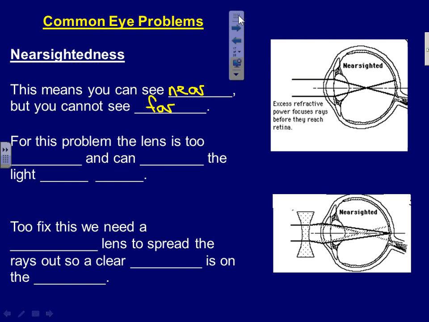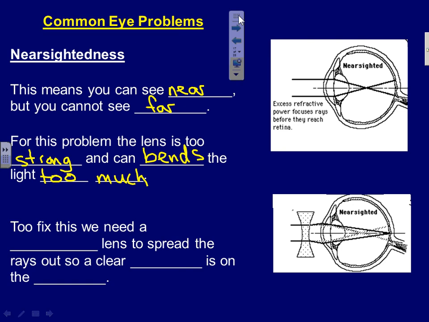For this problem, the lens is too strong and can bend the light too much. If it's too strong, what does it do to the light? It bends the light too much. You can see here in my top picture, that light is bent way too much.